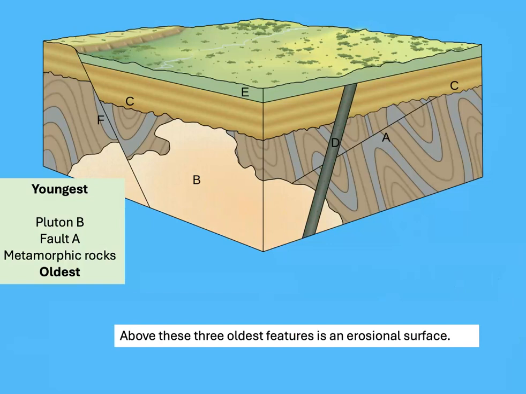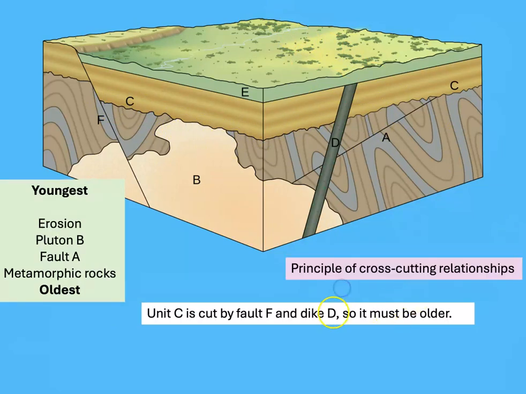Let's move on. Now above all of these features, we see an erosional surface, which is this kind of jagged line here. So erosion must have occurred next. Then we have unit C that's deposited on that erosional surface. We notice that it's cut by fault F and it's cut by the dike.